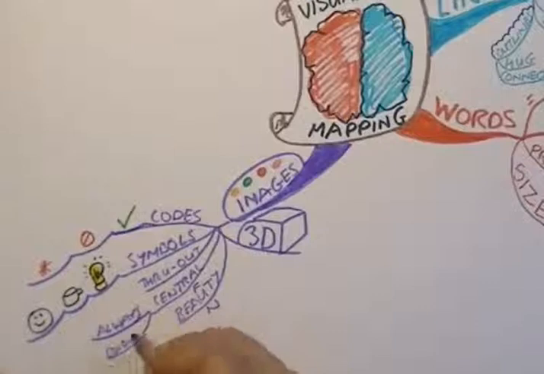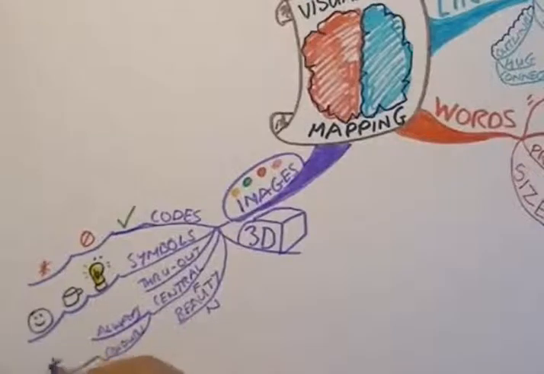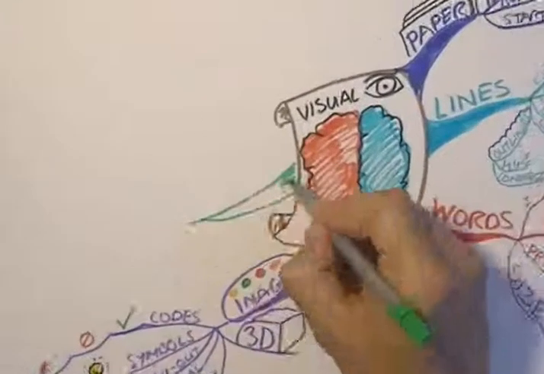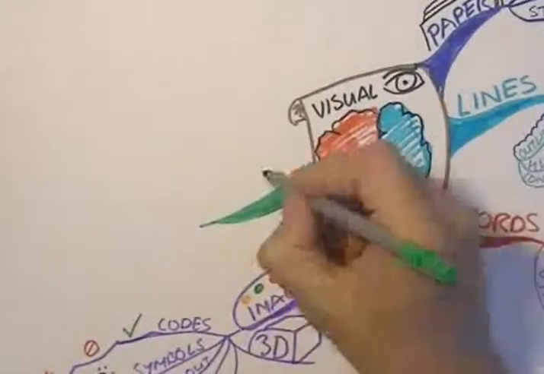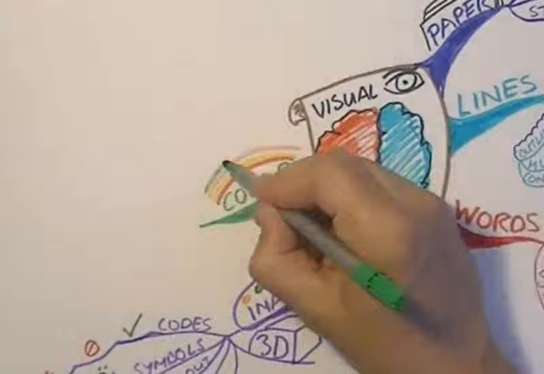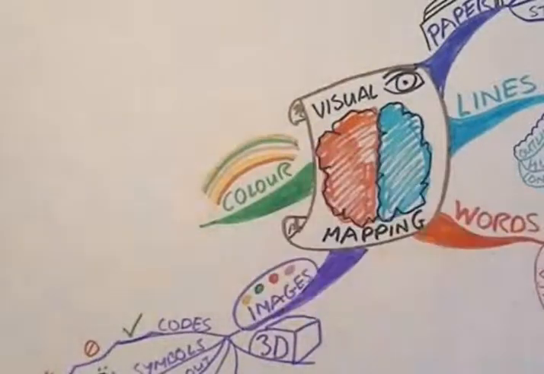Back to the central image, it should always be 3 colors or more, which links on nicely to the 5th branch, which is all about the use of color. Color can really help to enrich your visual map. It can help to bring it to life, make it distinctive, and make it stand out. And it can be used in all sorts of different ways.